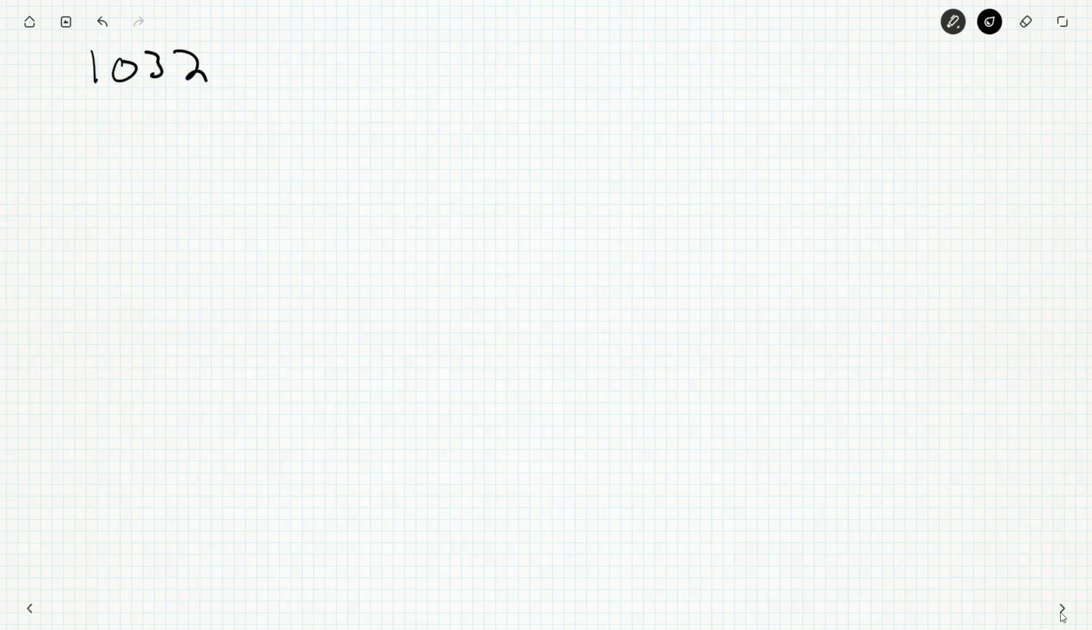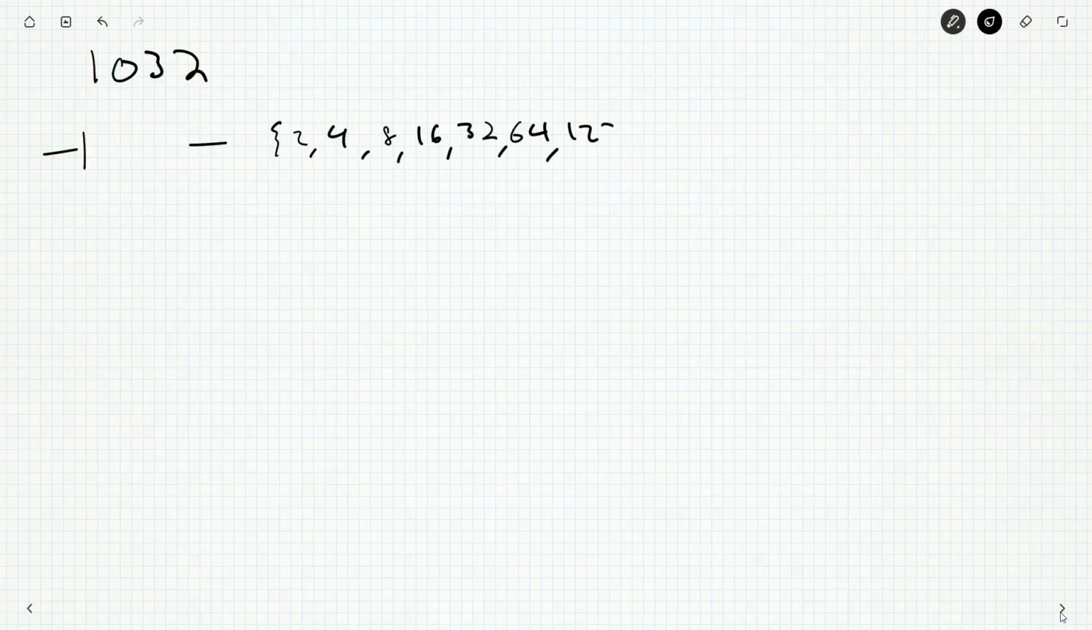So, what squares do we have here? There are 32 squares less than him. So let's do it by powers. Powers of 1, we need to subtract off 1 for 1. And then we've got 2, 4, 8, 16, 32, 64, 128, 256, 512, 1024. So that's powers of 2.